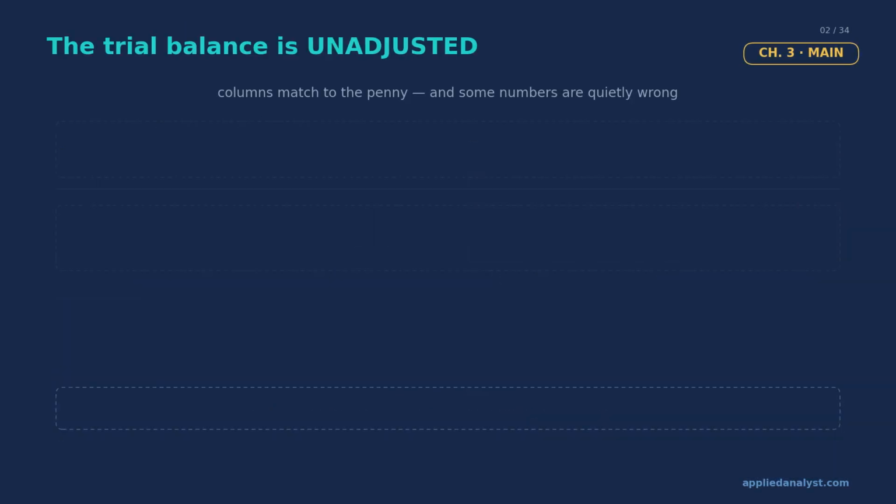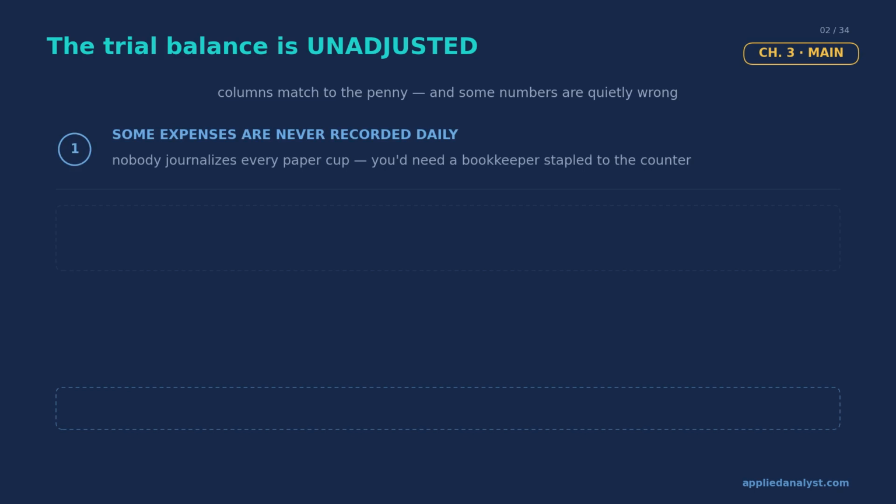Here's the uncomfortable fact about that beautiful trial balance you built in Chapter 2. It's officially called unadjusted because some of its numbers are quietly wrong. Not because you journalized badly, because of two facts of life. 1. Some expenses are never recorded daily. Nobody journalizes every paper cup. You'd need a bookkeeper stapled to the counter.